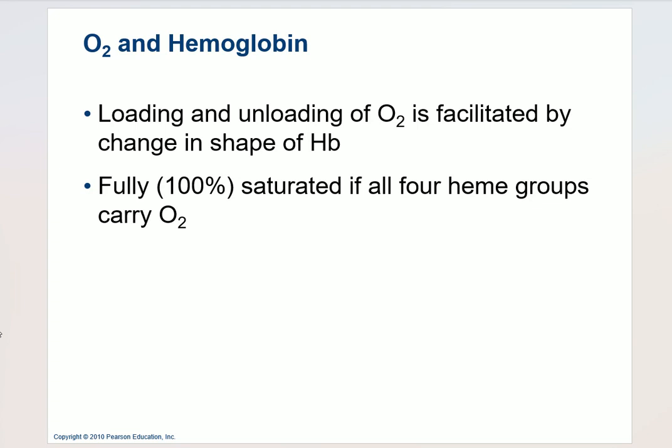But hemoglobin that has a normally shaped red blood cell can be fully saturated. So fully saturated, all four heme groups, as long as everything's shaped correctly, carry O2, you're at 100% saturation.